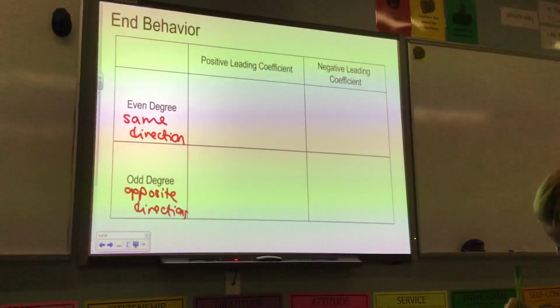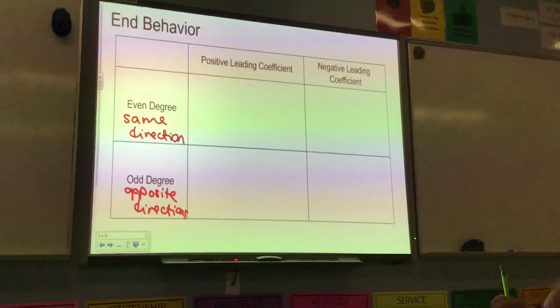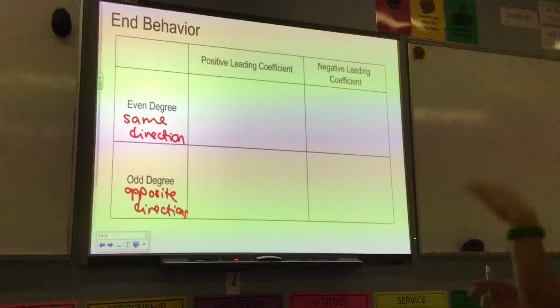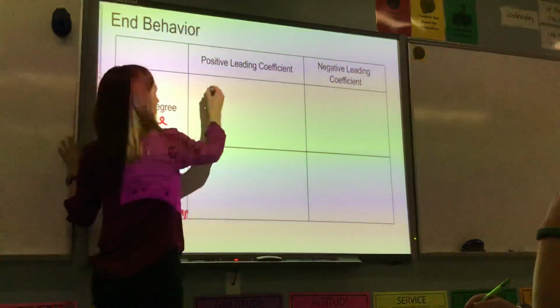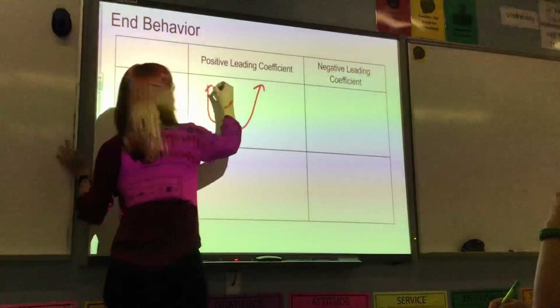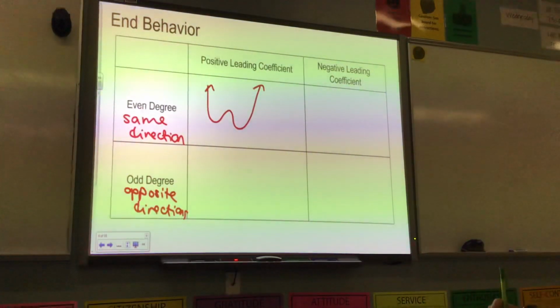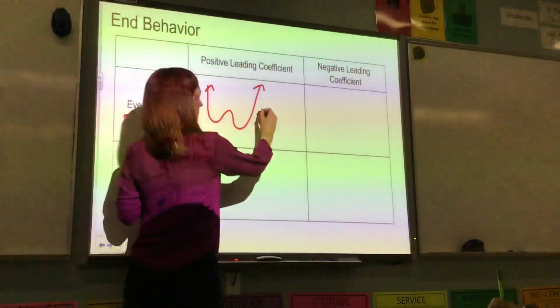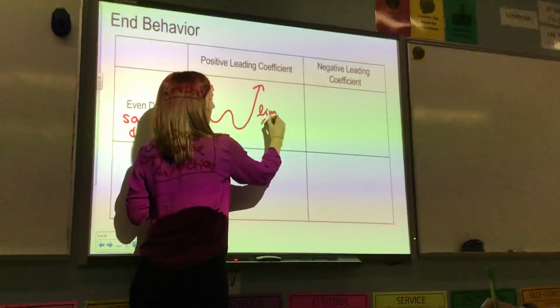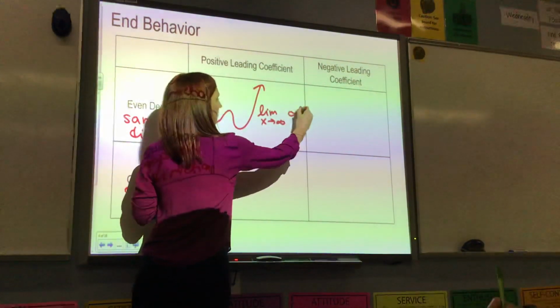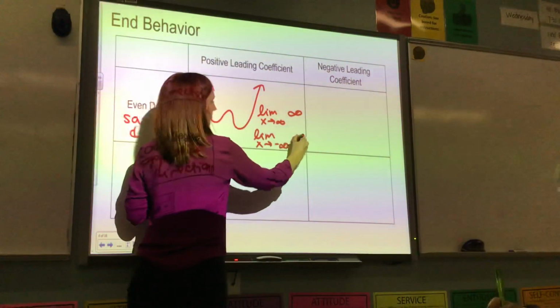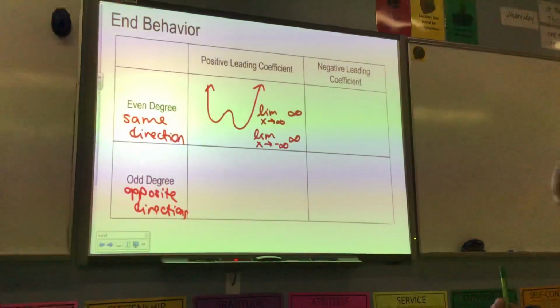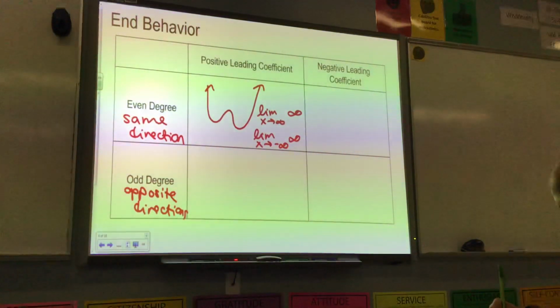To figure out where it goes, you need to know if your leading coefficient is positive or negative. If your leading coefficient is positive, where do you think your even degree graph is going to go? Up. Good. Whatever your graph is doing, both ends will be going up. So the limit as x approaches infinity will be infinity, and the limit as x approaches negative infinity will also be infinity. They will both go up every time.